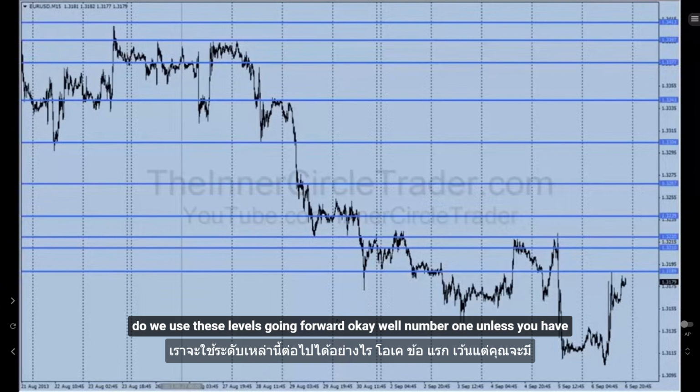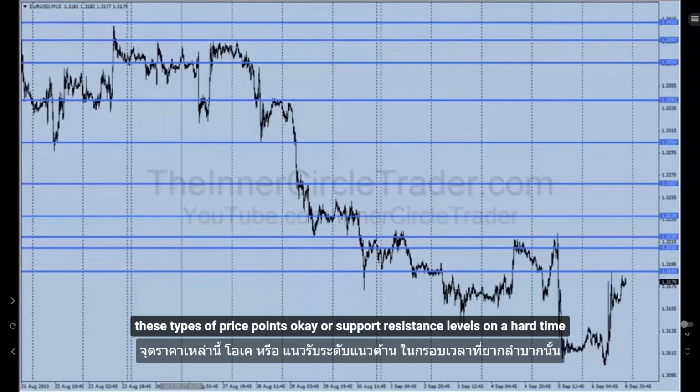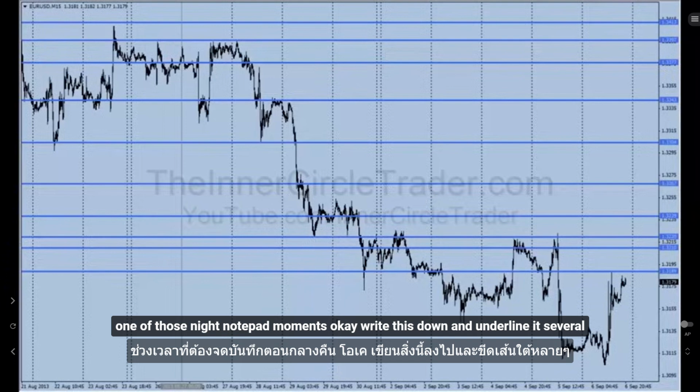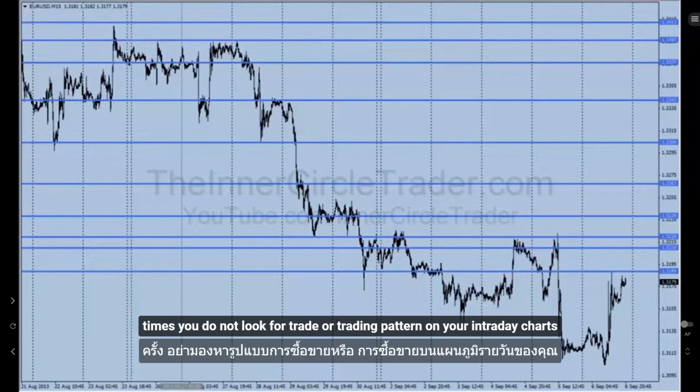Okay, well, number one, unless you have these types of price points, or support and resistance levels, on a higher time frame, there's absolutely zero reason to expect a trade to form. Okay, again, here's one of those notepad moments. Okay, write this down and underline it several times.